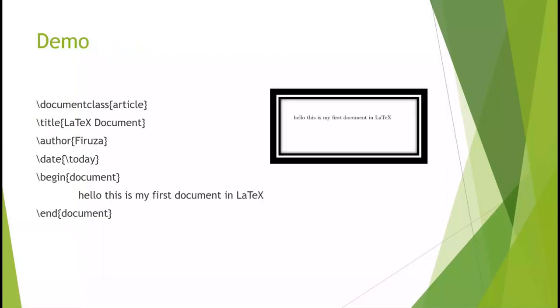So let's see a demo. Here is the demo which I have made in LaTeX, starting from document class. Then I select the type article. Then within \title, I'll just write the LaTeX document. Title means the heading part, the title of the document. Then I mention the author. Then I write the date \today. Always we use \ in case of LaTeX.